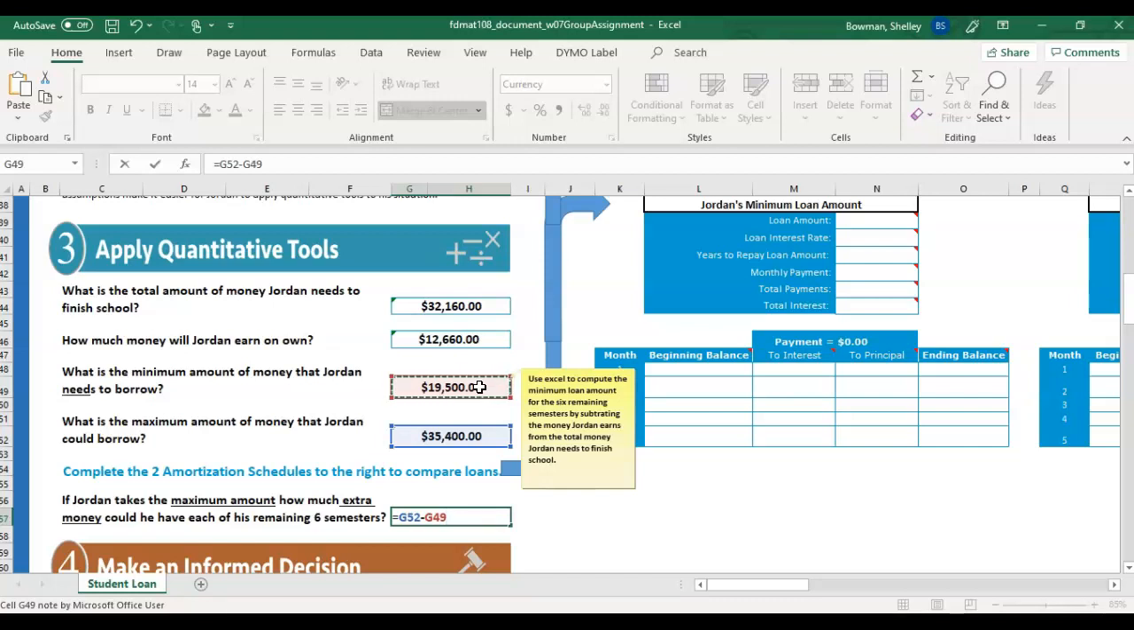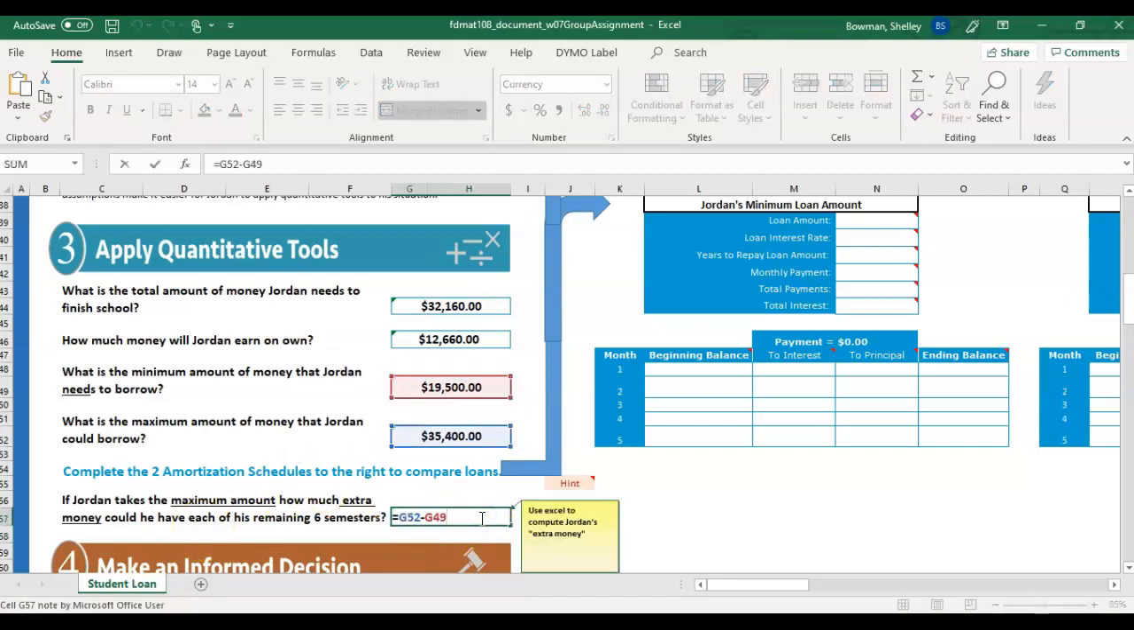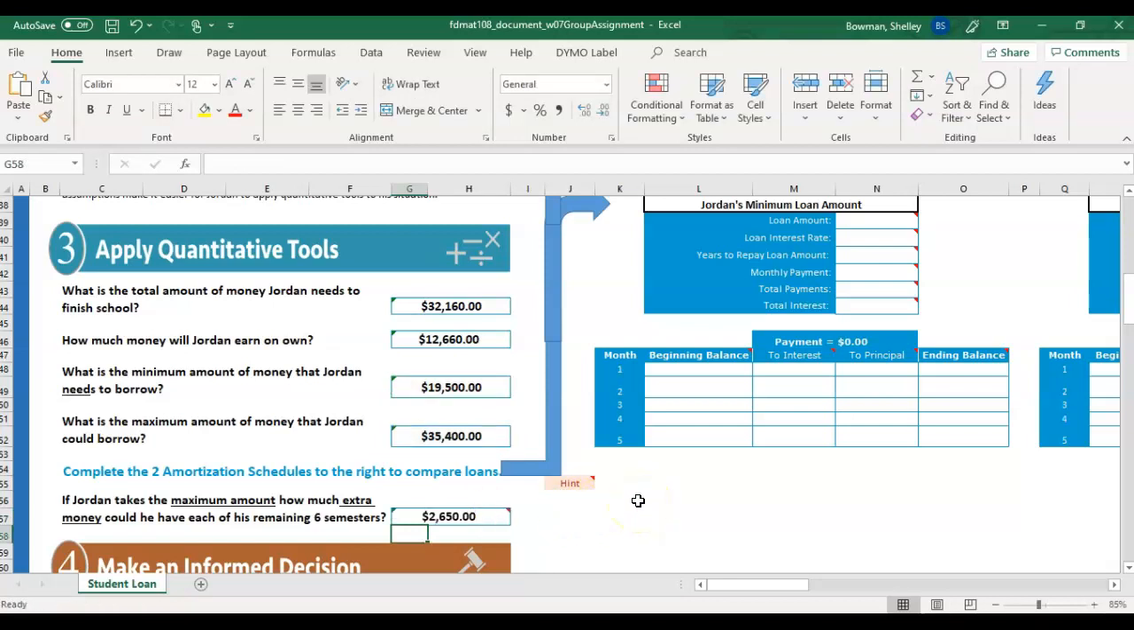And then we want to divide that over all 6 semesters, because this is saying each of his remaining 6 semesters, not total. If we were just to press enter, that's how much total, but he has 6 semesters in that. So I'm going to do parentheses around the difference here and then divide by 6. And that tells me how much money extra each semester going with the larger amount would give him. So he would have more than $2,000.